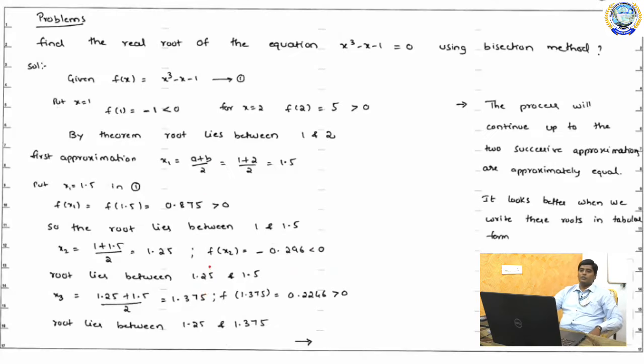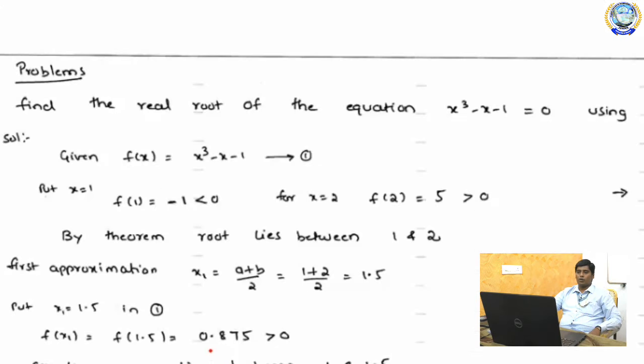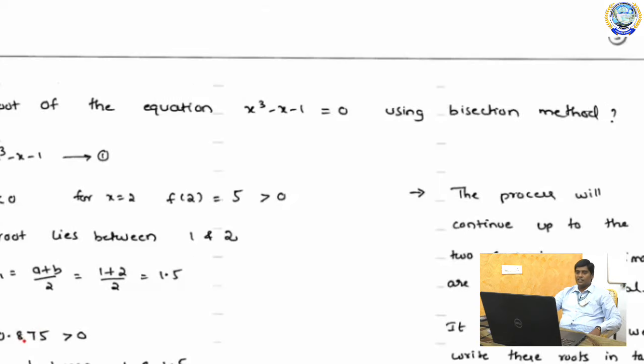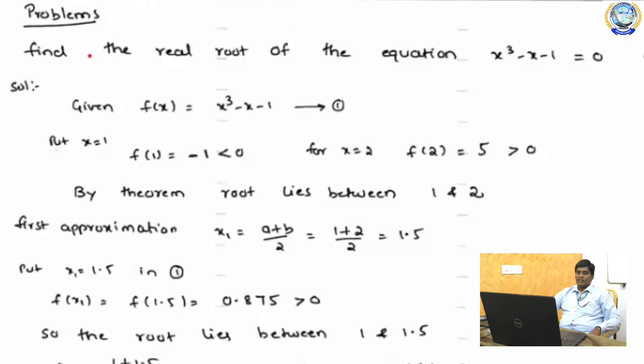I will show you through a problem. Here there is a problem like this: find the real root of the equation x cube minus x minus 1 equals 0 using the bisection method. Here the curve equation is given, x cube minus x minus 1. So in the bisection method, as I already told you, we have to choose two real values by trial and error.